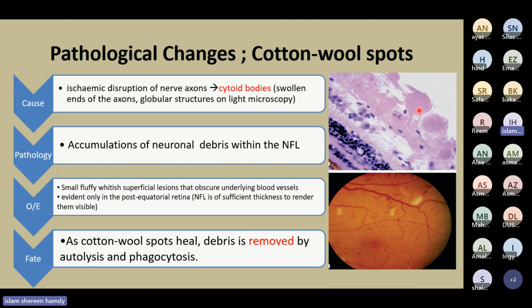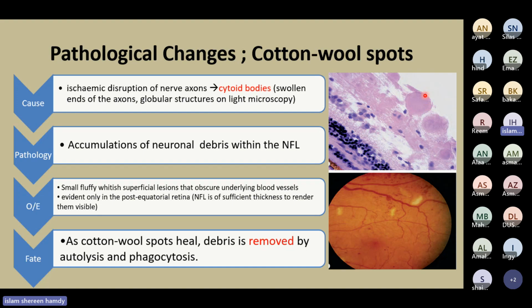Cotton wool spots appear in the inner retina, in the nerve fiber layer. They have what we call the cytoid bodies. Due to the ischemia, there is slowing of the axoplasmic flow. Clinically, they appear more grayish in color and not yellowish. They are larger than the hard exudate. They have ill-defined borders, so you cannot draw the border of that with a pen or a pencil.